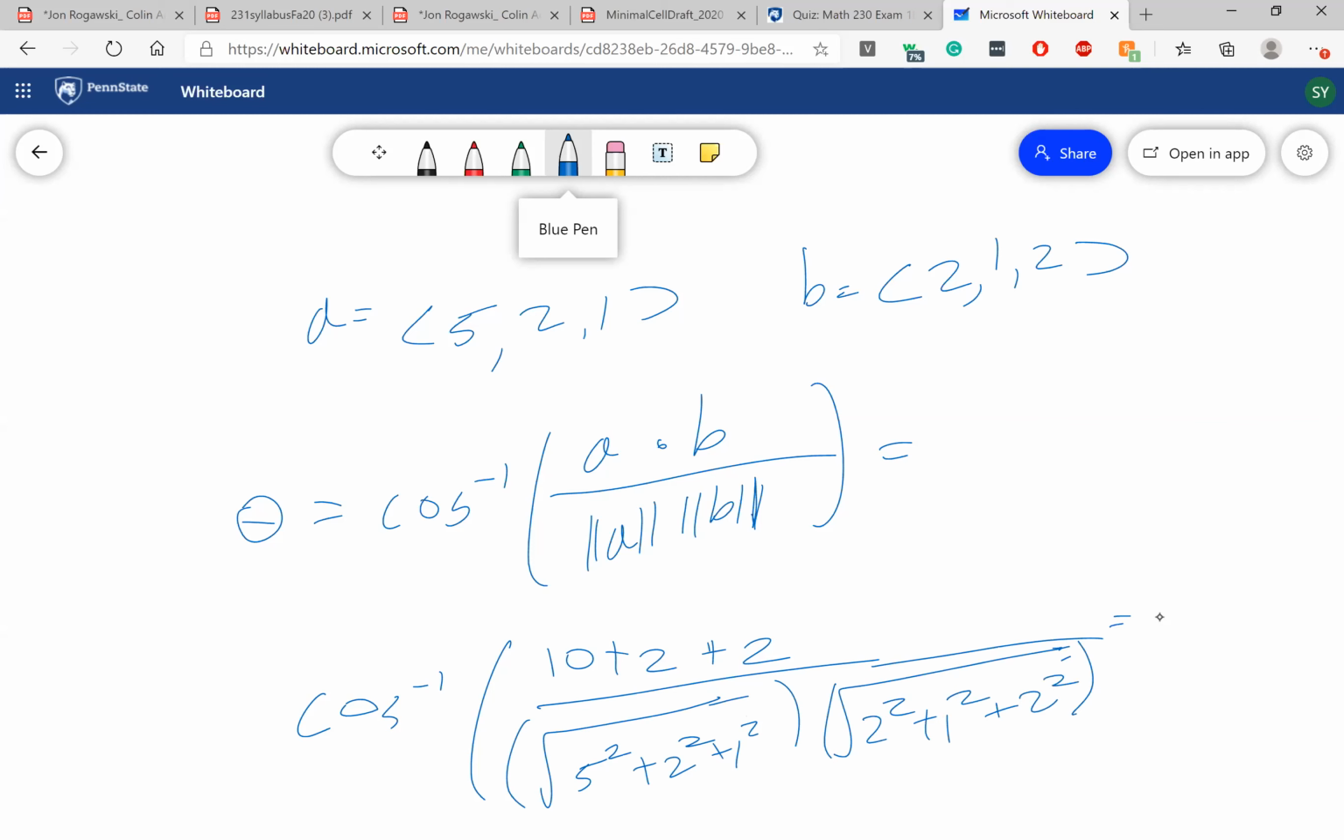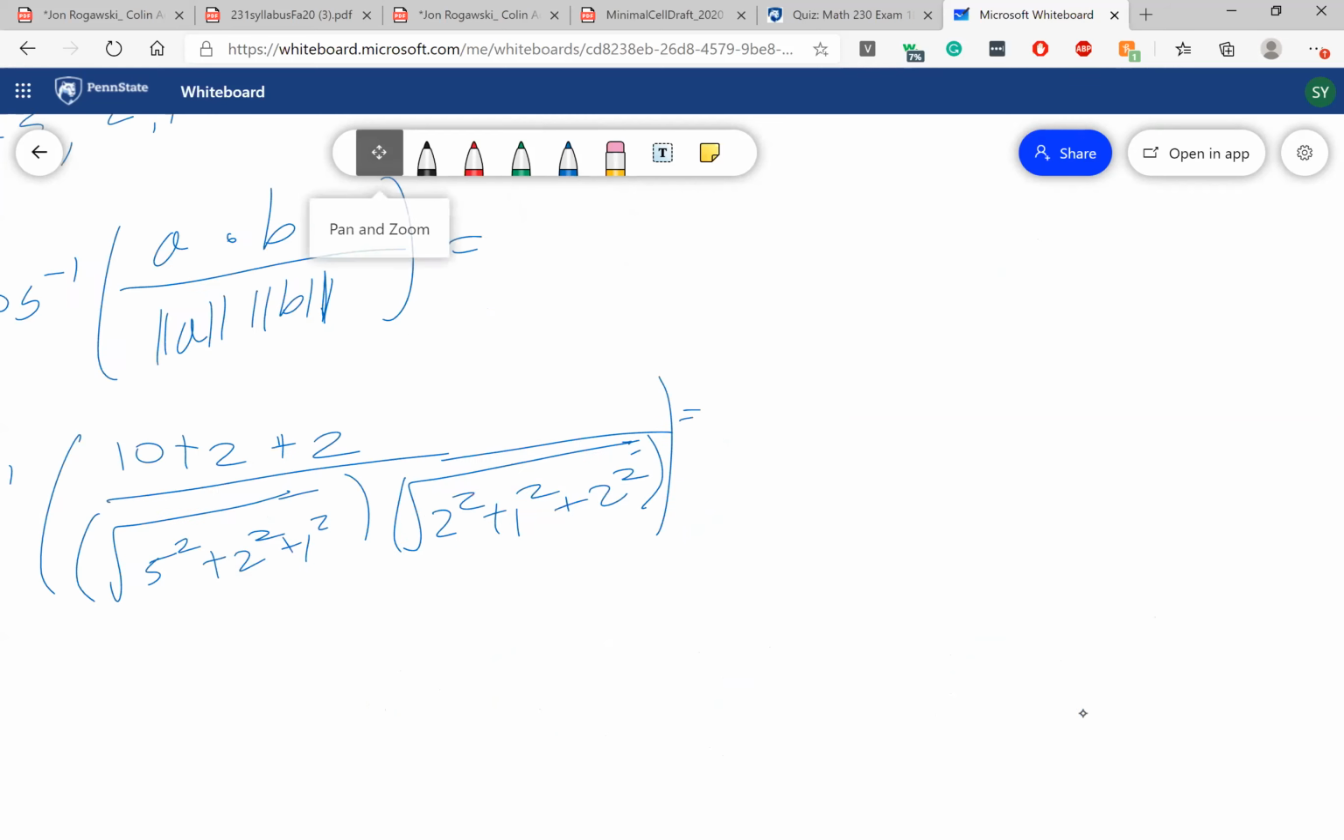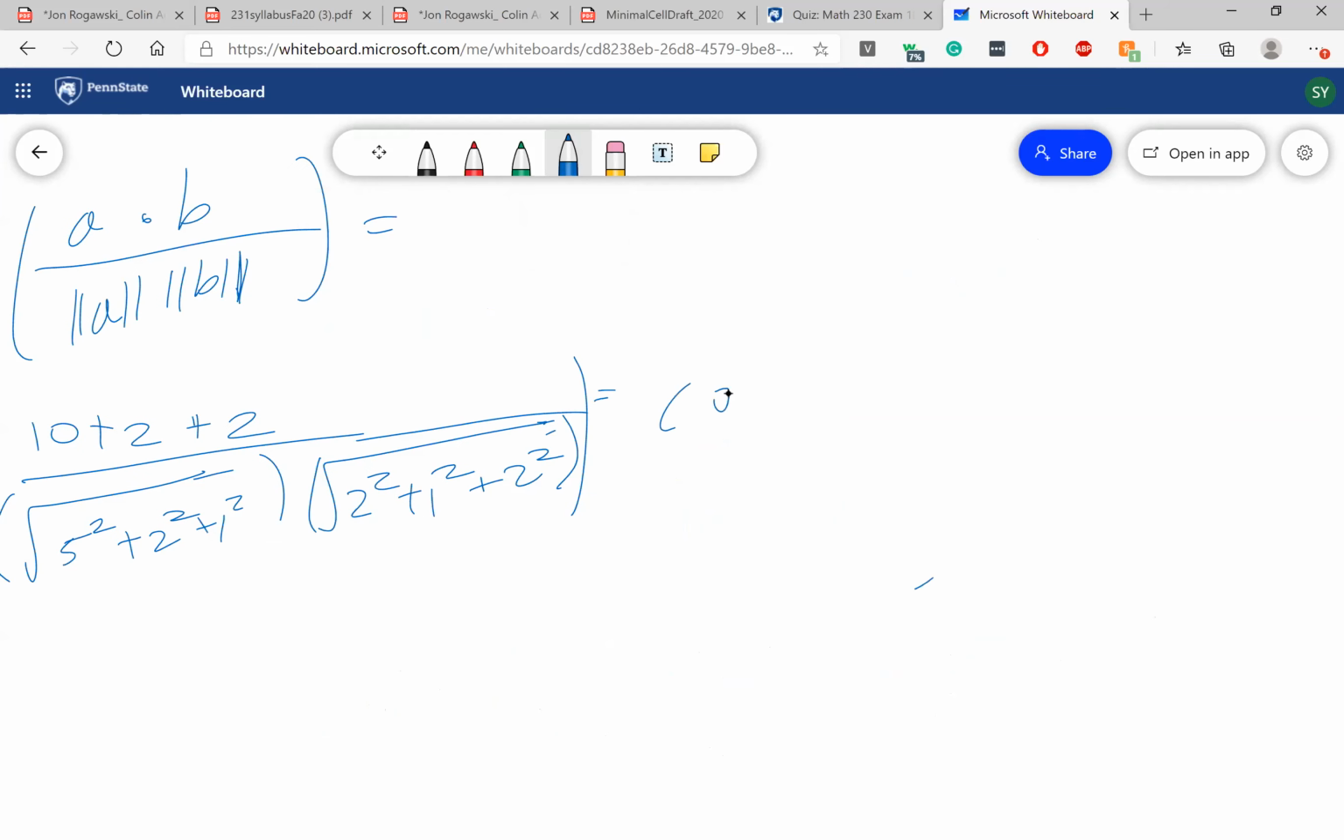Okay. And then this is going to be cosine inverse of 14 over, 25 plus 4 is 29, plus 1 is 30, square root of 30. And then 4 plus 1 plus 4 is 9, so that's 3. Yep. Any questions about this?